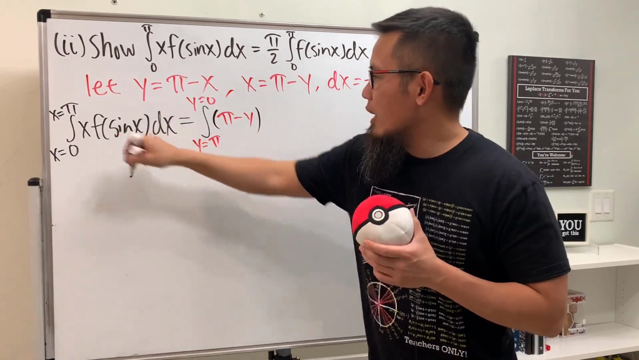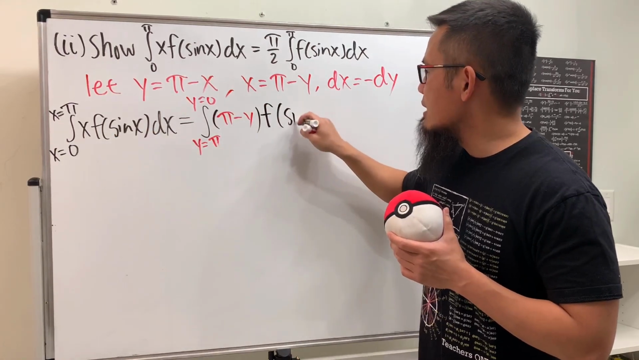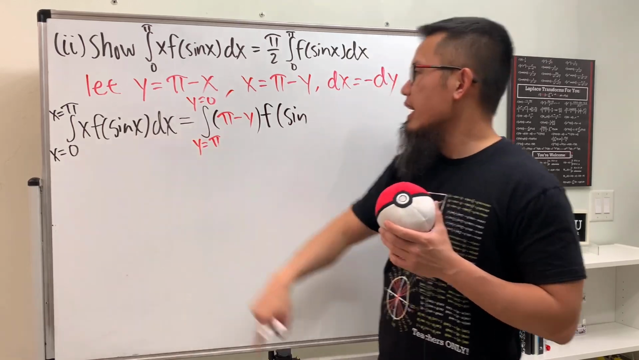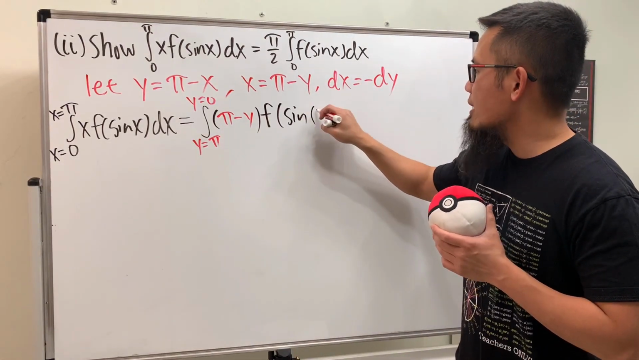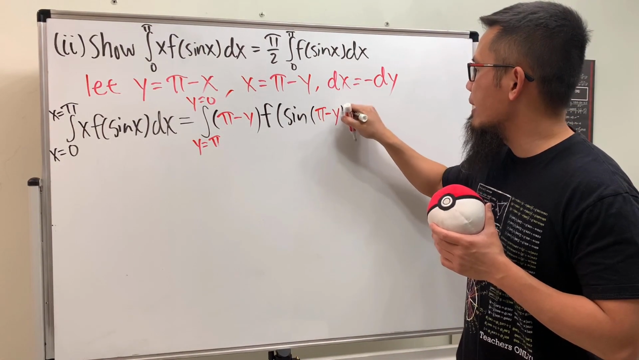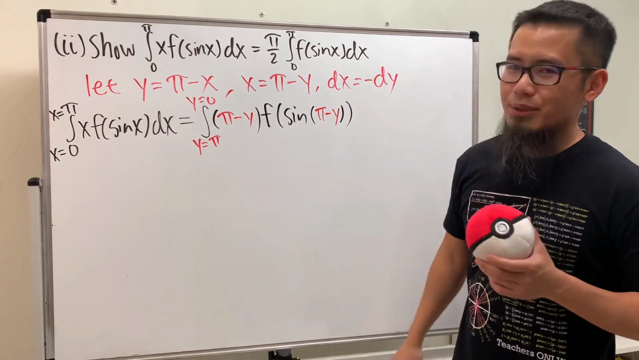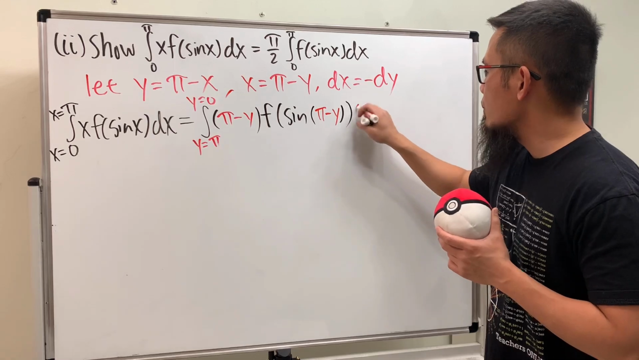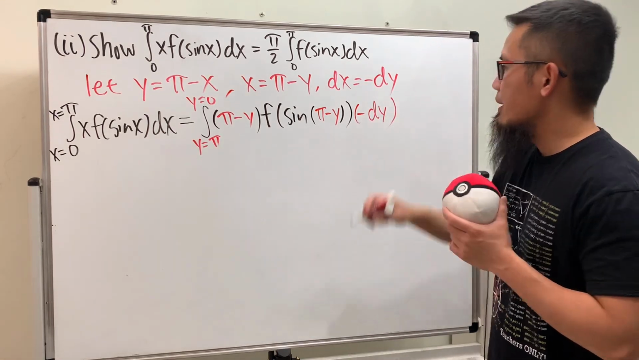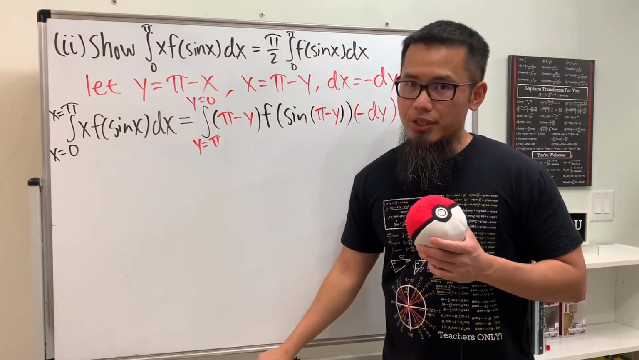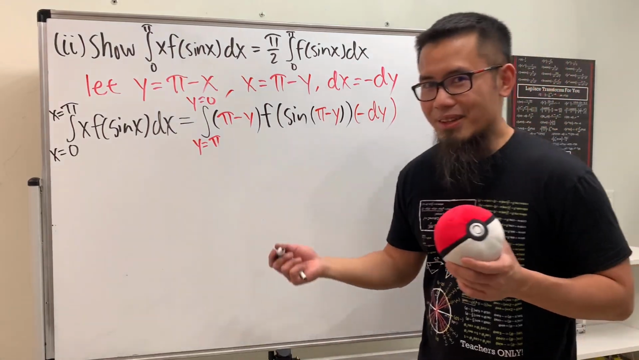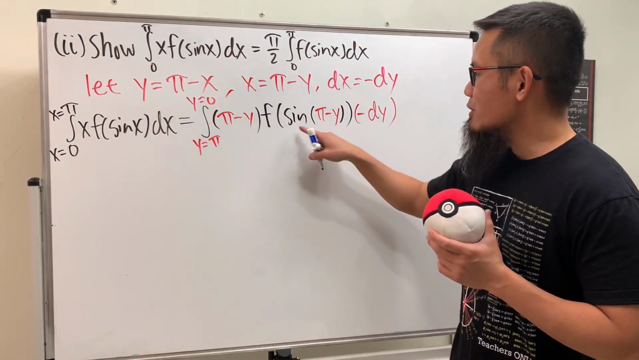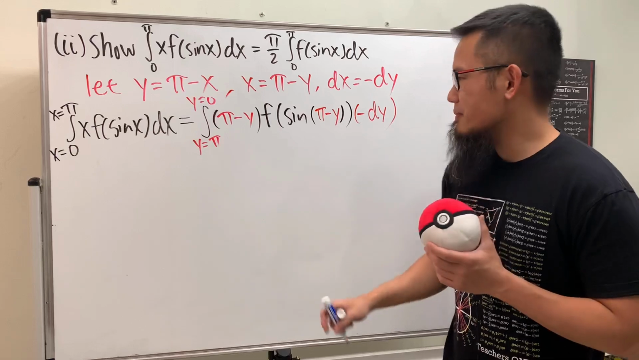And then f, and then the input is sine of x, and the x is that again. So let's write down π − y. And this is actually really nice. You'll see why. Lastly, dx is the same as negative dy, so we'll just write that down right here. Okay, so this is pretty good. Now let's make this even better. This is what I mean by symmetry, that kind of thing.